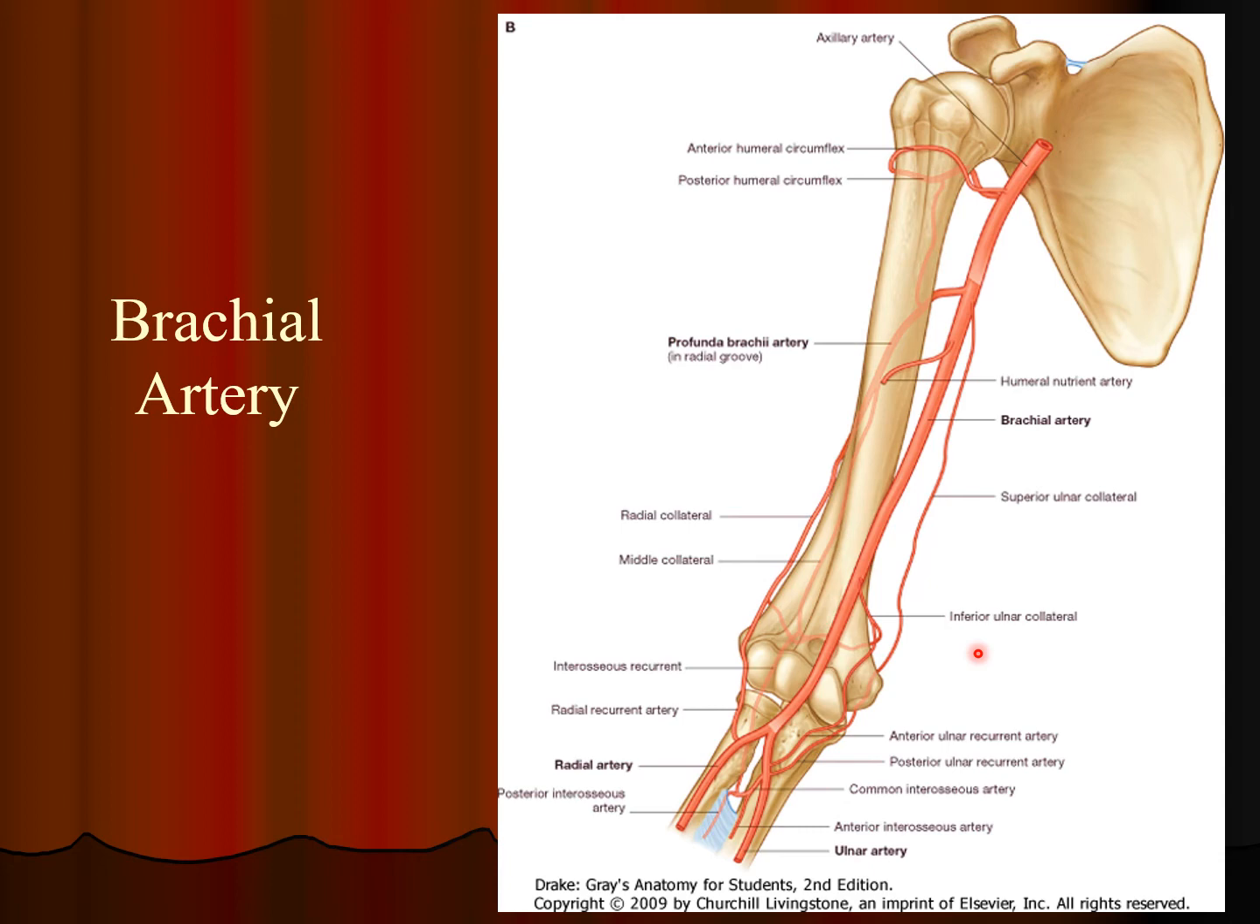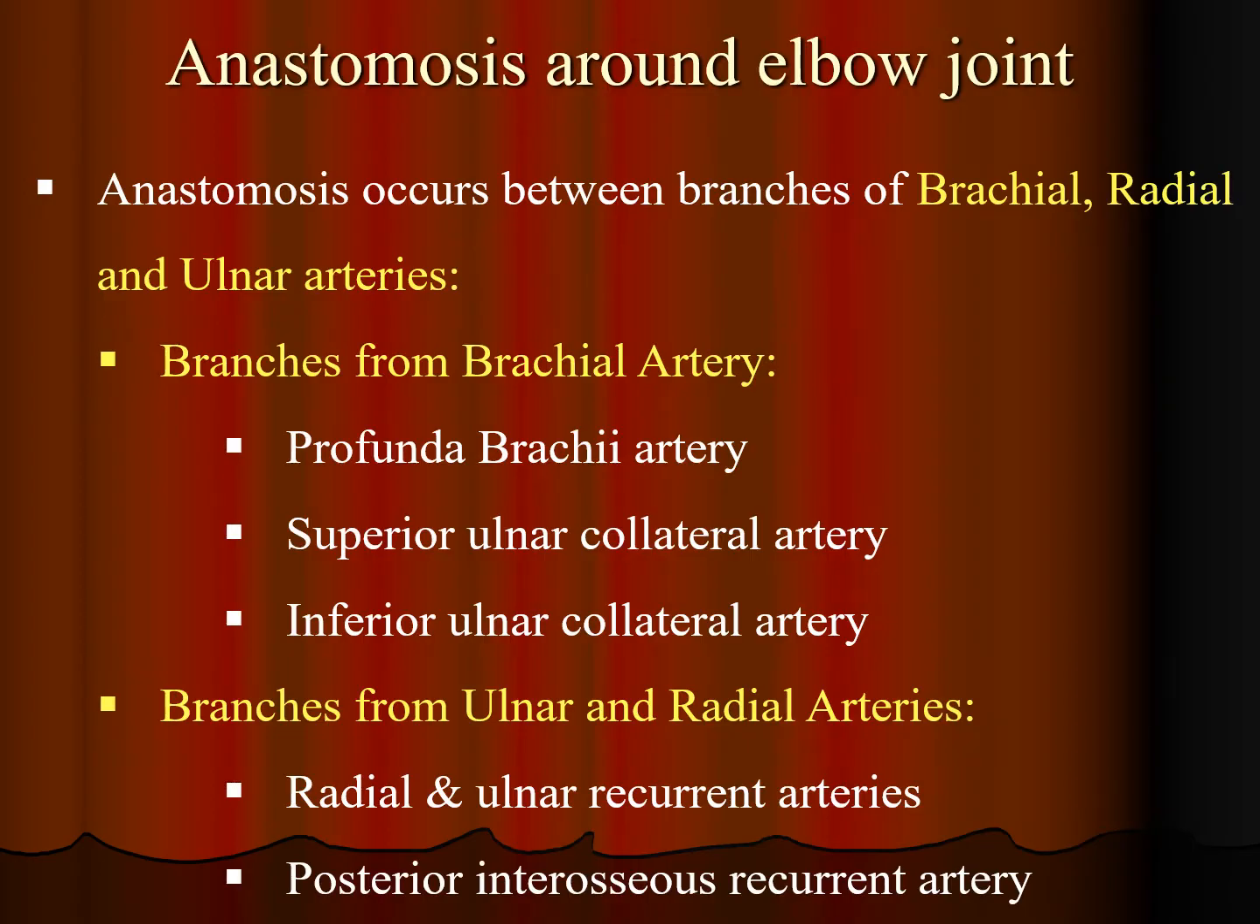The rest of the branches which are here we will discuss in the next few slides. Now, anastomosis around the elbow joint. Anastomosis occurs between the branches of brachial, radial, and ulnar arteries. So, the parent artery and its terminal branches anastomose again with one another to provide a collateral circulation to the elbow joint if there is a blockage to one of the major arteries.